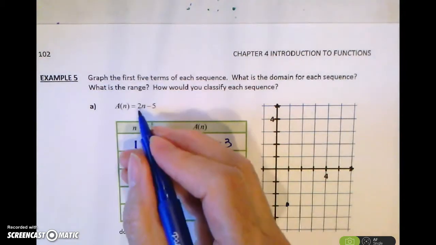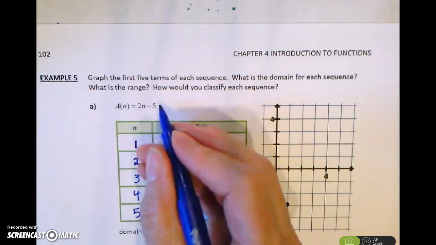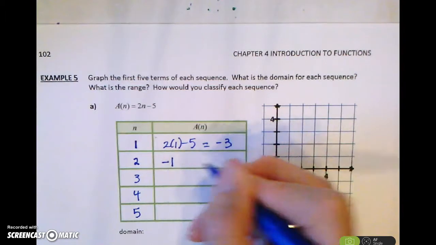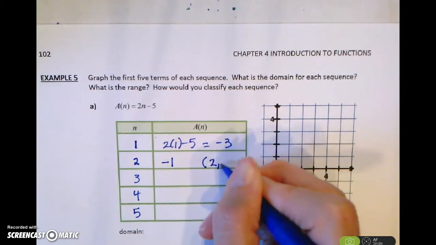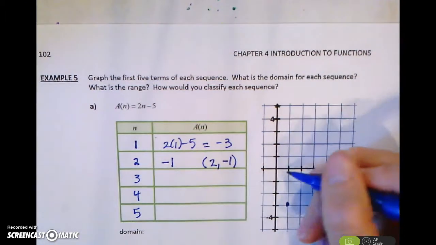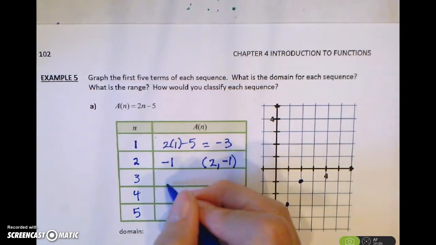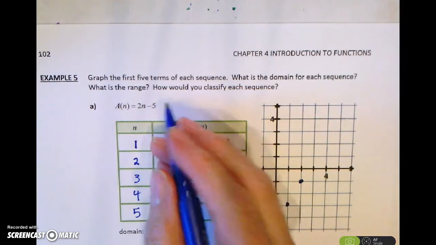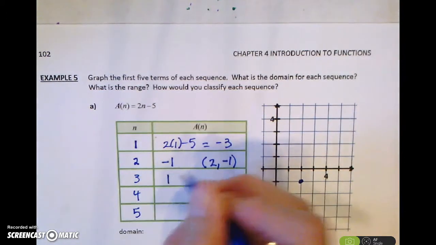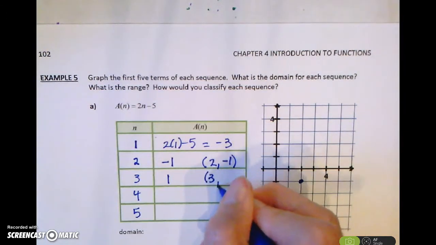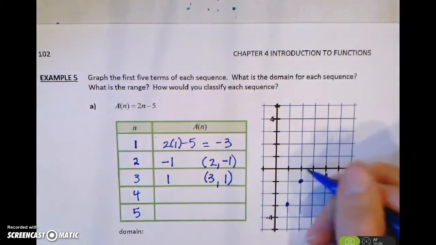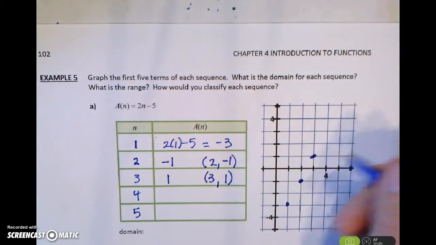For 2, when I plug it in, I get 2 times 2 is 4, minus 5 is negative 1. So I'm going to get the point 2, negative 1. So I'm going to plot over 2, down 1. When I put in a 3, I get 2 times 3 is 6, minus 5. So 6 minus 5 is 1. So I have the ordered pair 3, 1. So I'm going to graph 3, positive 1.